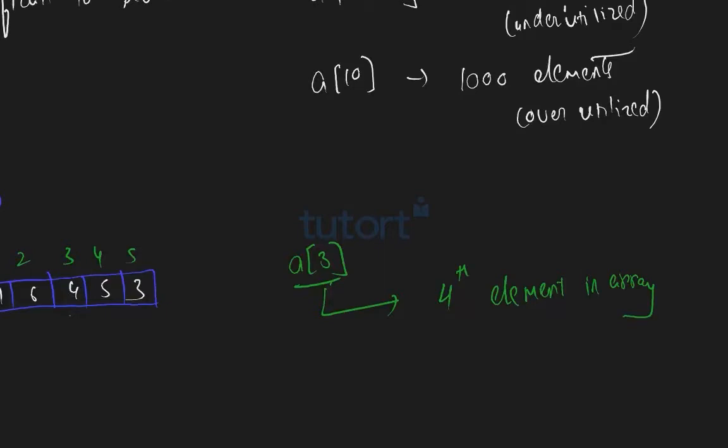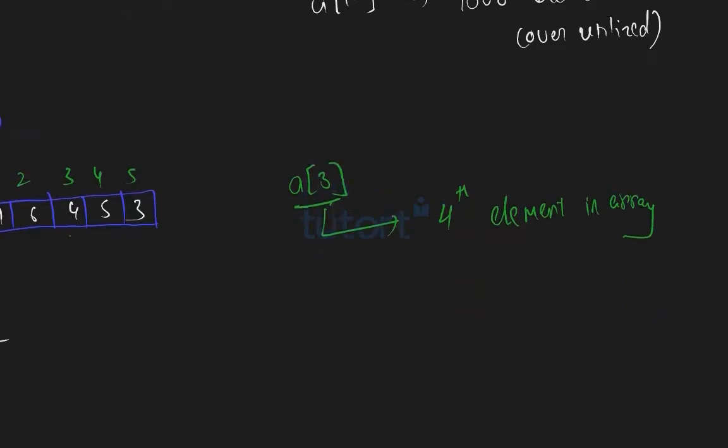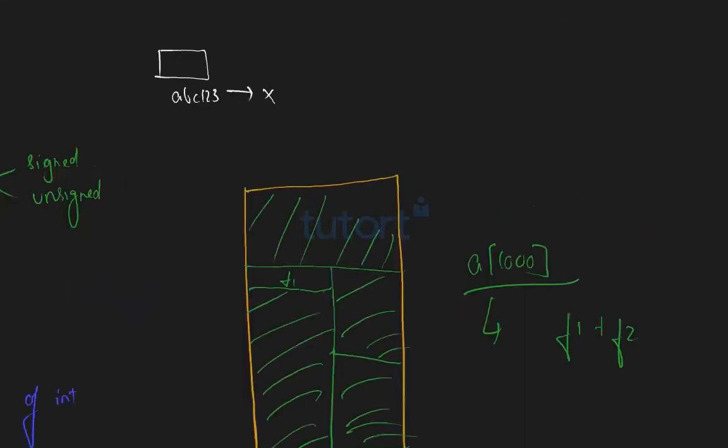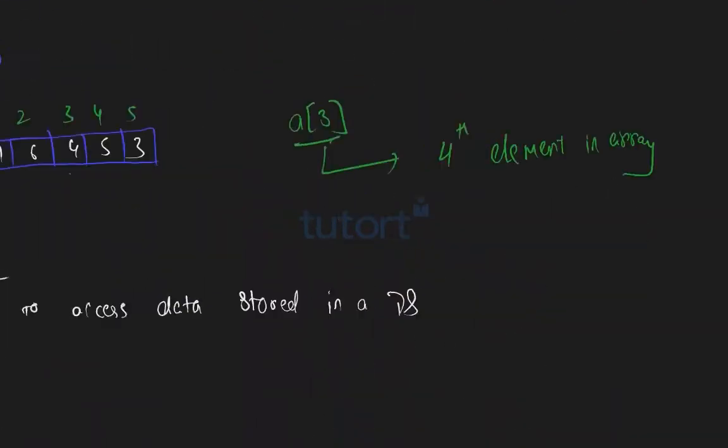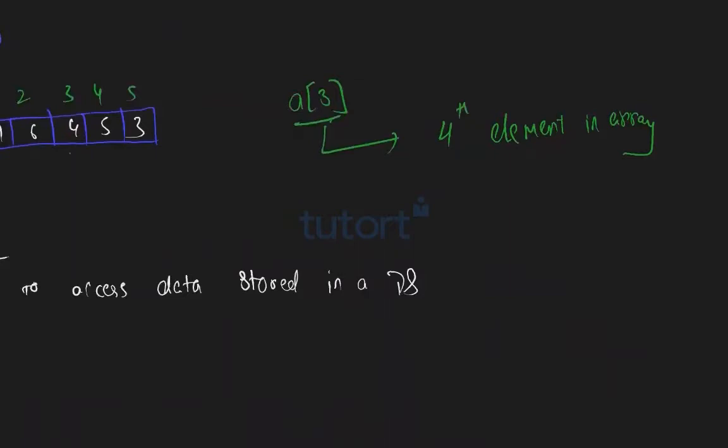Traversing is an operation. Always remember, traversing is an operation to access the data which is stored. I will write it here: this is an operation to access data stored in a data structure. Okay? Data structure. So traversing we are going to do for all the data structures which we are going to talk about. So how does the traversing work for the array?